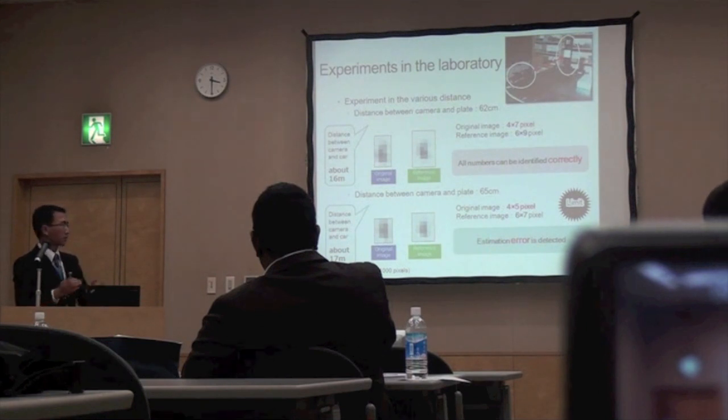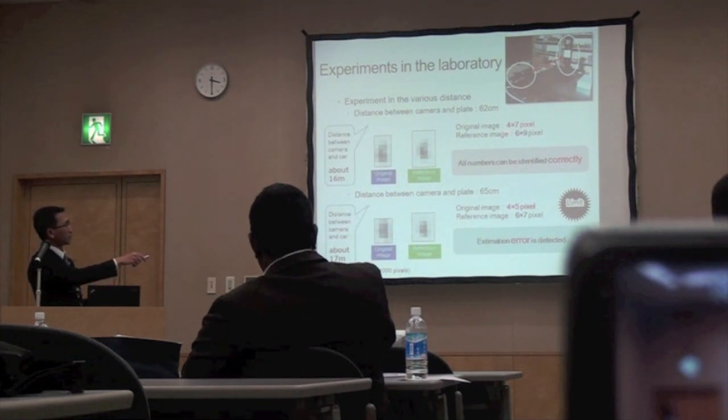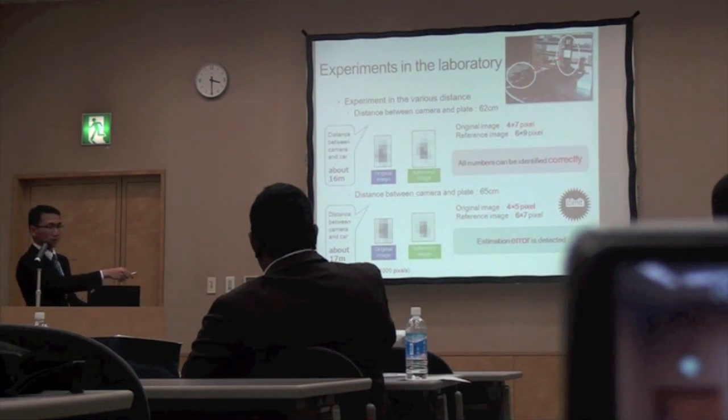So we may conclude that this is the performance limit of our proposed method under ideal circumstances. If we set the original image lower or smaller than 4 by 7 pixels, we will get errors in number estimation.